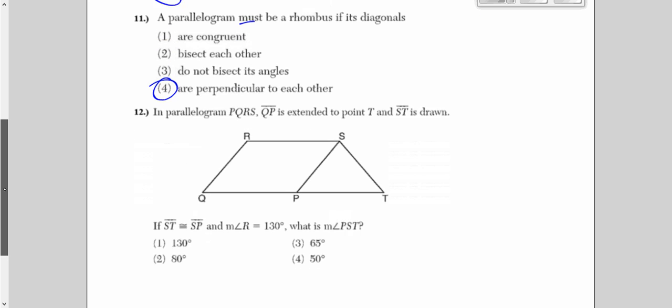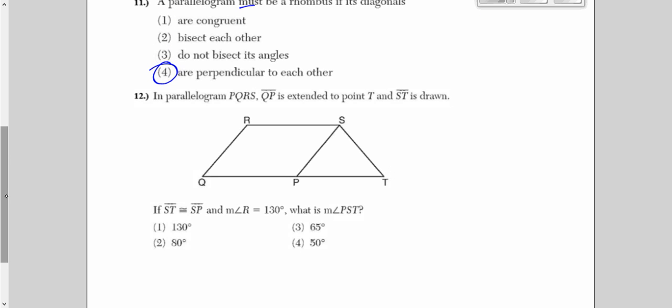Okay, number 12. Probably going to want to read that and do some labeling of things. Take a minute and do that. First of all, what is the shape? You got to know that, because then you have certain properties that will help us out. Complete TST drawn, so ST is congruent to SP. You better go in there and label that, right? Angle R is 130. There's a measure of angle PST.